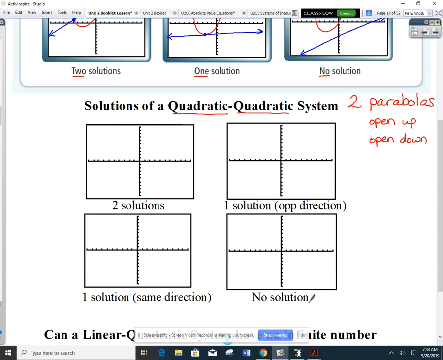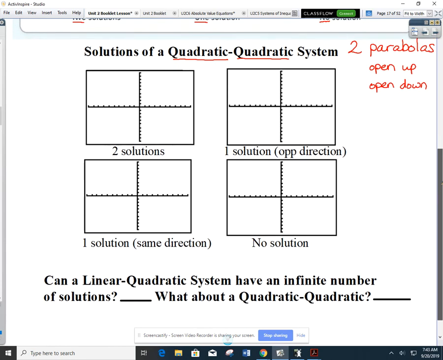And then here, no solution. Doesn't matter which direction you choose to draw them, but they can't touch ever. Even if you extended them forever, they're never going to touch. So I'm going to ask that you pause, and you can answer the questions below the graphs too, down here. So finish this page and then you can push play.